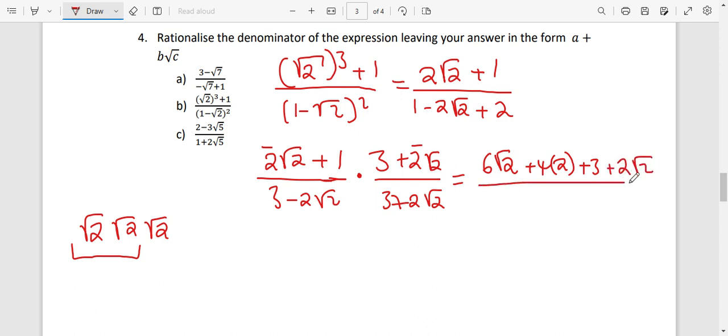The denominator, get the first number, you square it, that is going to be a 9. Get the second number, you square it. 2 squared is a 4, and then root 2 squared is going to just be a 2. So you have got 3 plus 8, that is going to be 11. 6 root 2 plus 2 root 2, that is going to be 8 root 2. Down you have got 9 minus 8, which is a 1. So this is going to be the answer.